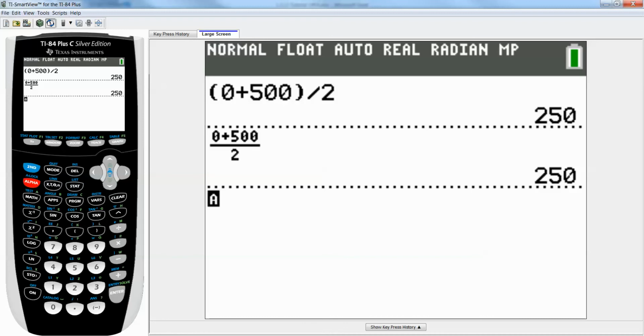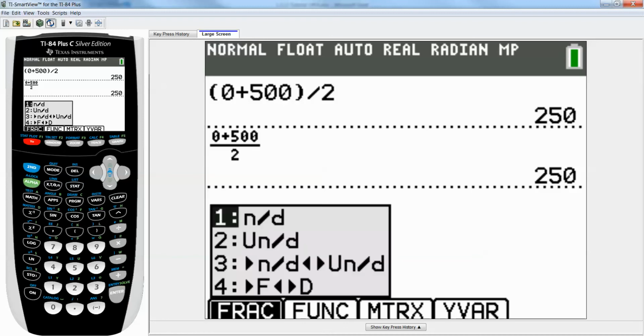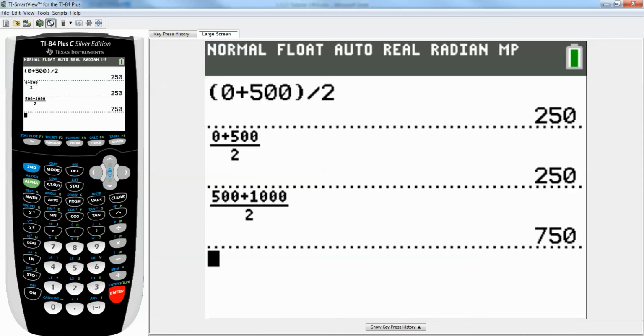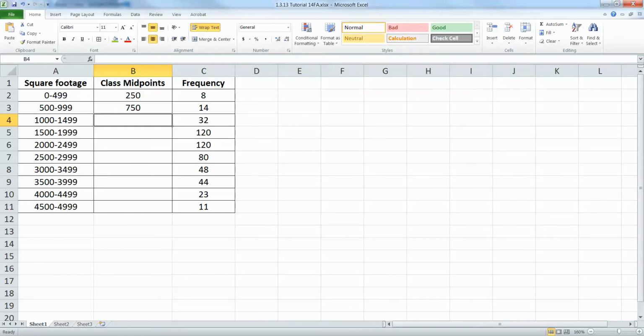All right, let's do it again for the next one. Alpha F1. And everybody with a new operating system on a TI-84 has this feature. And then you say 500 plus 1,000 over 2, enter, makes 750, and so on. Now you could do it that way and keep going. You could say, okay, 1,000 plus 1,500 divided by 2, 1,500 plus 2,000 divided by 2.